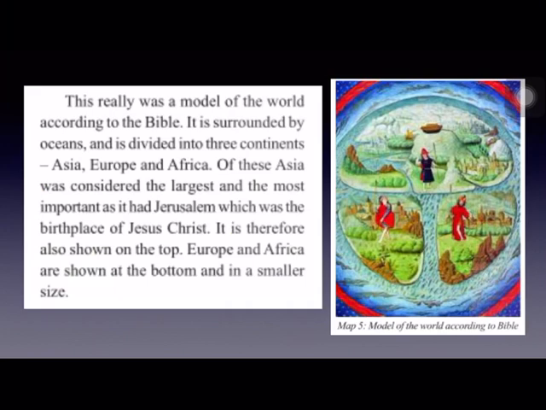Why is Asia kept on the top? Because Jerusalem, which is a holy city for the Christians, is located in Asia. So they placed Asia on the top of the map. Asia was considered the most important because Jerusalem, which was the birthplace of Jesus Christ, is located in Asia. And that is why Asia is shown on the top of the map.